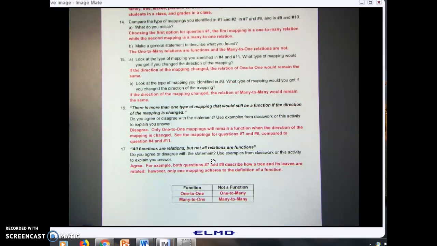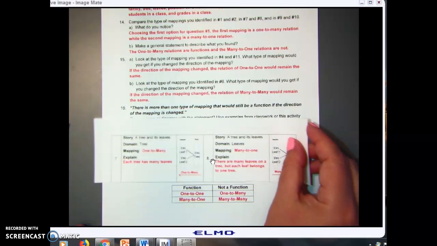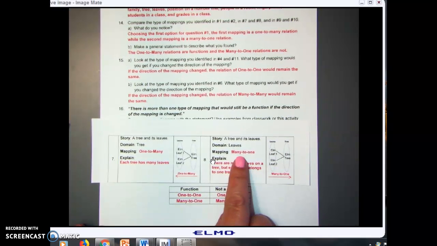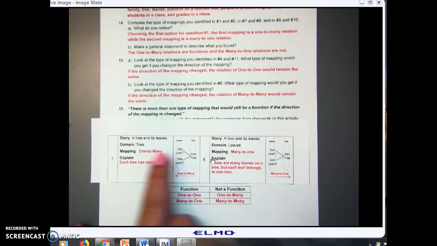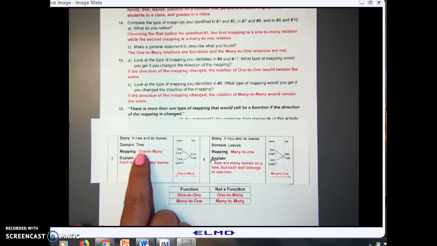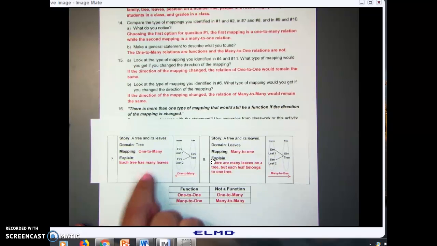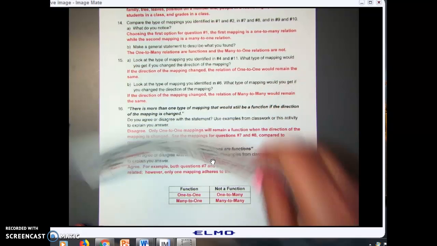Whereas if we look at question number 7, if we started with leaves as our domain, we've got many to one, and that is a function. But if we reverse that and put tree as our domain, we got 1 to many, which is not a function. And so when I reversed it, I no longer have a function.